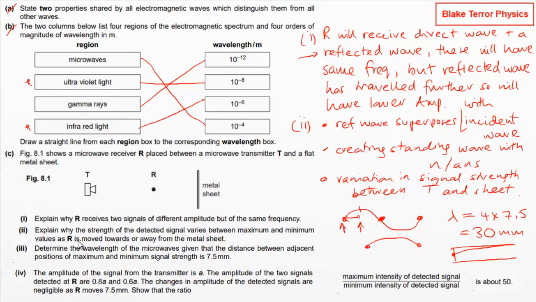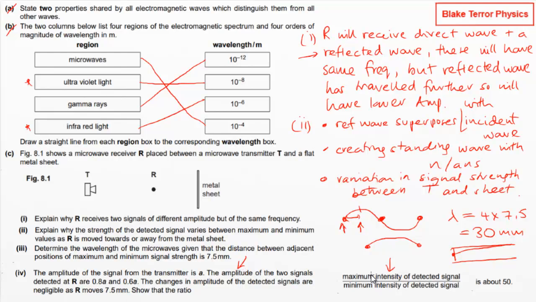Right, the amplitude of the signal from the transmitter is A. The amplitude of the 2 signals detected at R are 0.8A and 0.6A. The changes in amplitude of detected signals are negligible as R moves 7.5 millimeters. Show that the ratio of the maximum intensity to the minimum intensity of detected signal is about 50. The thing you've got to notice straight away is they've changed from talking about amplitude to talking about intensity. And we know that the intensity is proportional to the square of the amplitude.